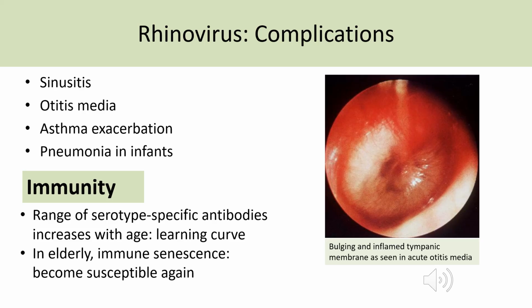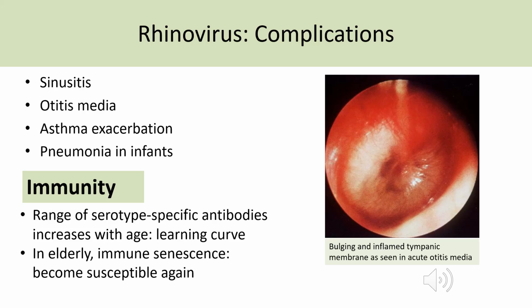So most rhinovirus infections are uncomplicated and self-limited, but sometimes they get complicated, particularly in people with underlying risk factors such as allergies or immune deficiency. These complications include bacterial sinusitis or bacterial otitis media. Sometimes in young infants, rhinovirus may cause a primary viral pneumonia that can be quite severe. And in asthmatics, whether children or adults, rhinovirus infection may cause an asthma attack.